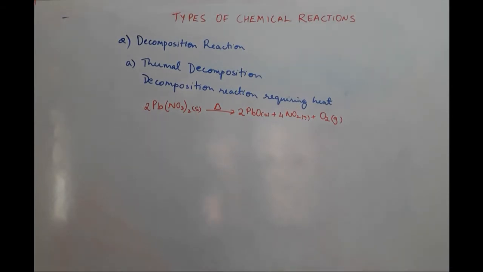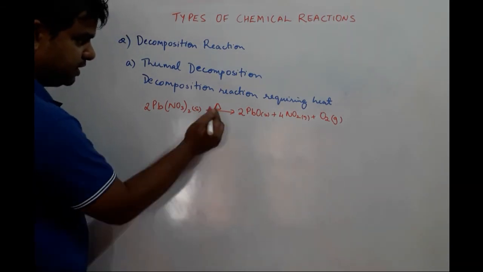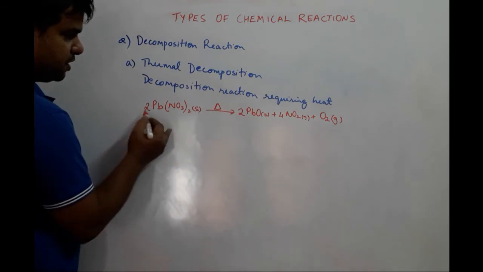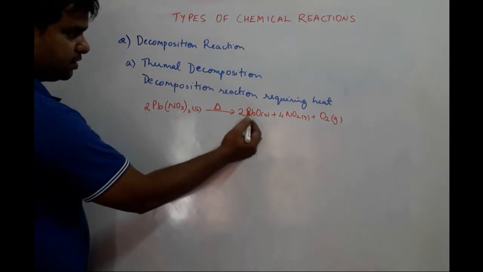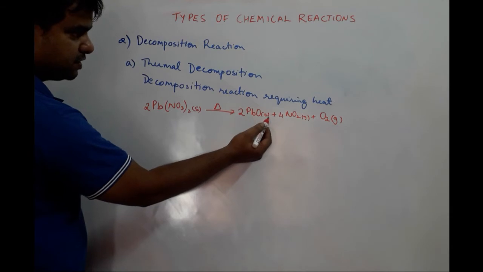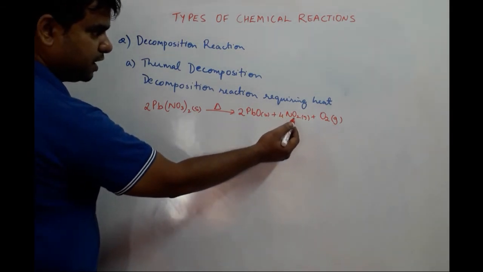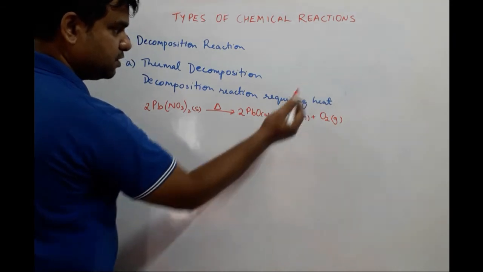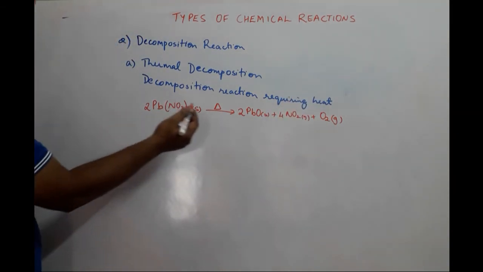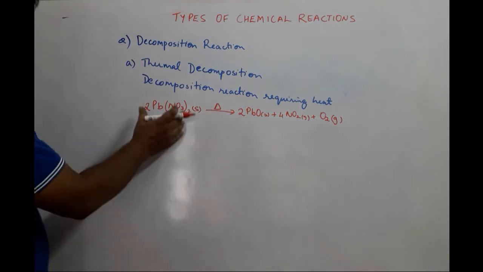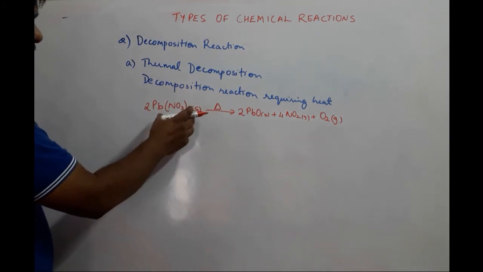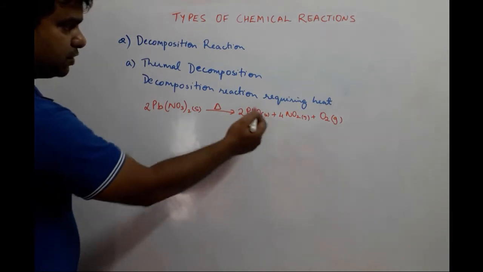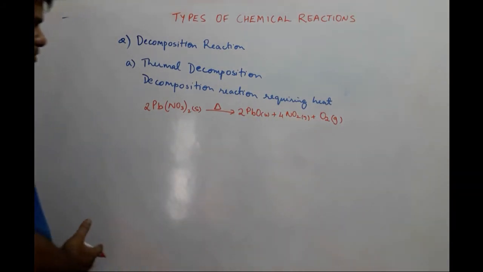The example in this case is lead nitrate, which is a solid, and the symbol given over here is for heat. This shows that heat energy is applied, wherein it breaks down lead nitrate to give us lead oxide, which is a solid, and also NO2, which is a gas which evaporates, along with evolution of oxygen gas. So this is a type of thermal reaction where heat is required for the reactant to decompose or break down to give us two or more products. Here there are three products formed.